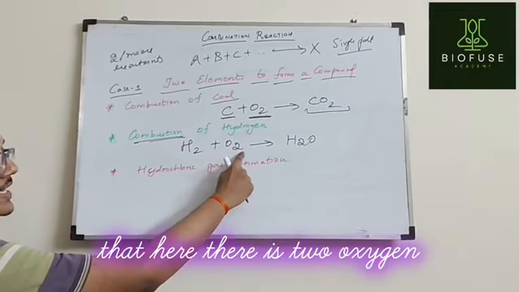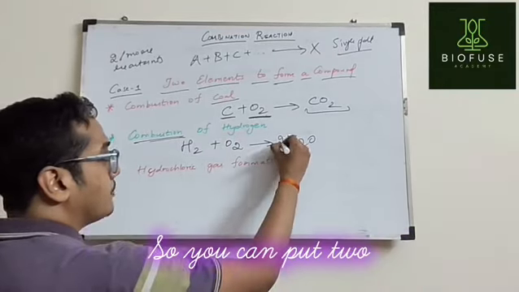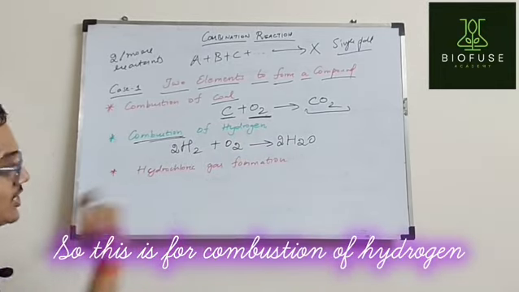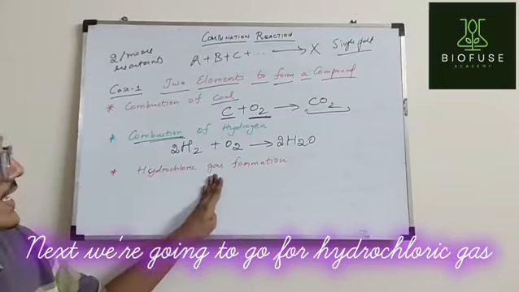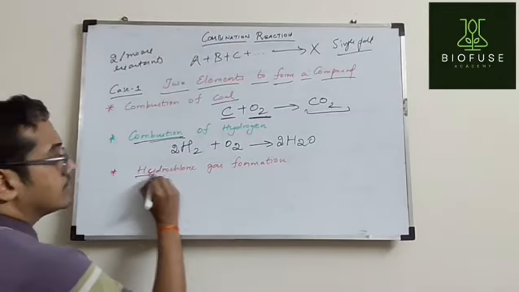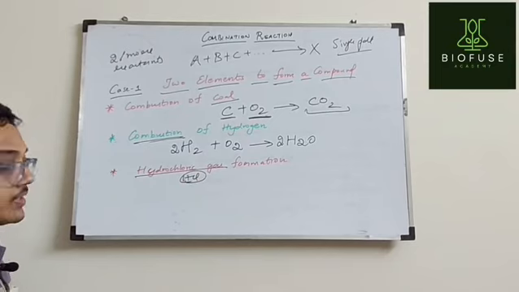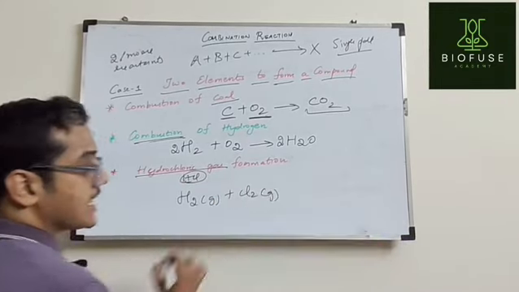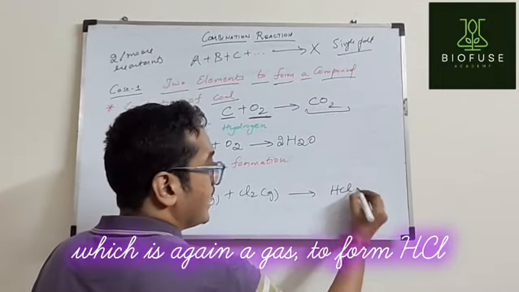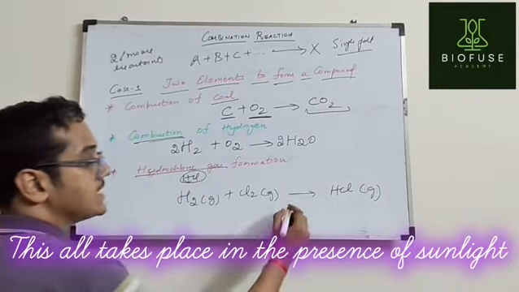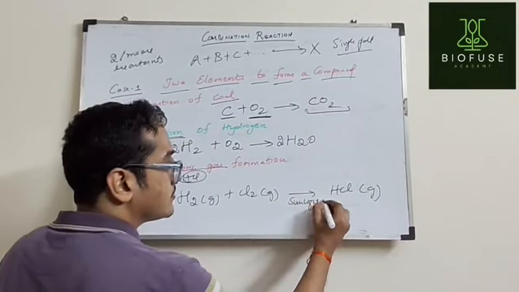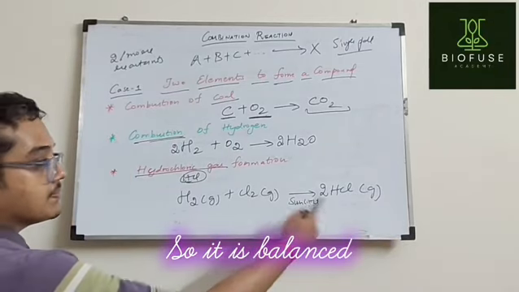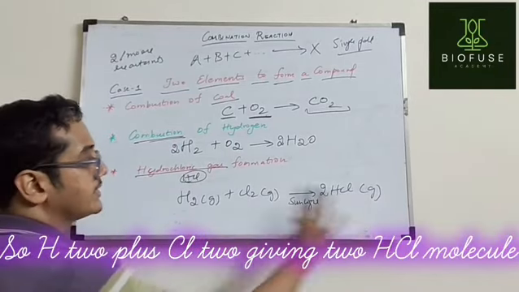Now you can see that here there are two oxygens and there is only one oxygen here. So you can put 2 and balance it, and balance the hydrogen with 2. This is for combustion of hydrogen. Next we are going to go for hydrochloric gas formation, that is HCl. How is HCl formed? H2, which is a gas, combines with Cl2, which is again a gas, to form HCl, which is again a gas. This all takes place in the presence of sunlight. There are 2 chlorine and 2 hydrogen atoms, so we can put 2 here. So it is balanced. H2 plus Cl2 giving 2 HCl.